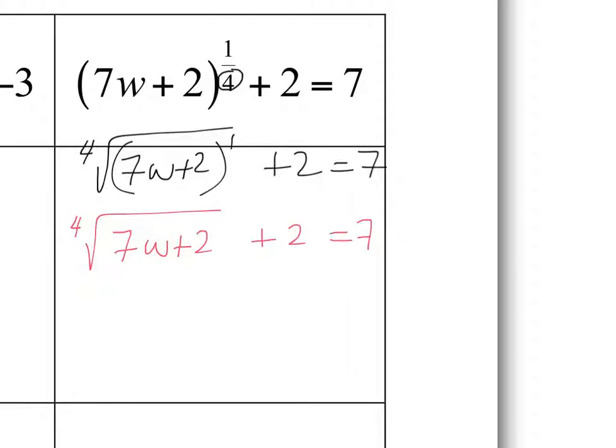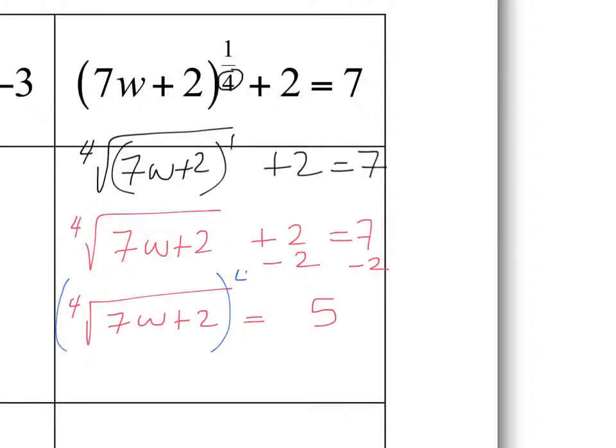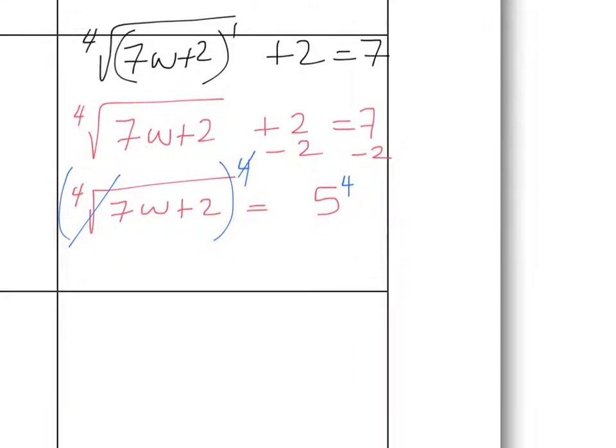Now, to be able to solve this, you have to isolate the radical. So I get the 4th root of 7w + 2 is equal to 5. Now remember, guys, you have to raise this to the fourth power since the index is 4 to be able to cancel the radical, and you raise the other side to the power 4 as well. So you end up getting 7w + 2 equals 5 to the power 4, which is 625.